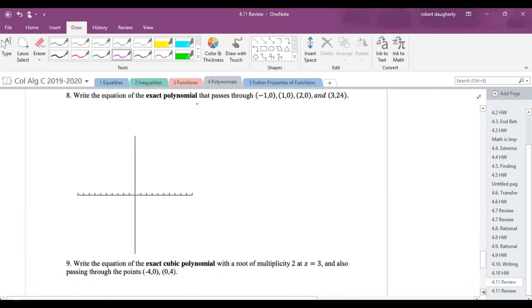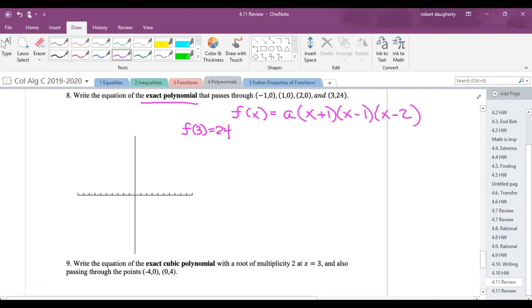Write the equation of the exact polynomial, okay? So I have to do a little bit of work when it says the exact polynomial that passes through these points. If it passes through these points, I know that f of x is equal to a leading coefficient, and it's going to have an x plus 1, an x minus 1, and an x minus 2. Those are my x-intercepts. Now, the other thing I know is that f of 3 is 24.